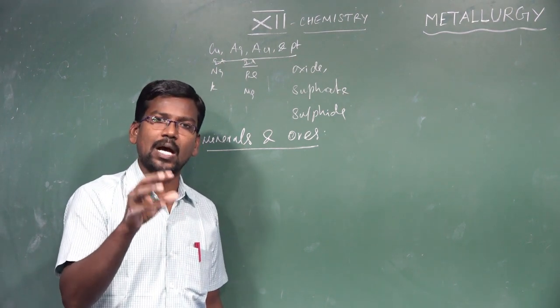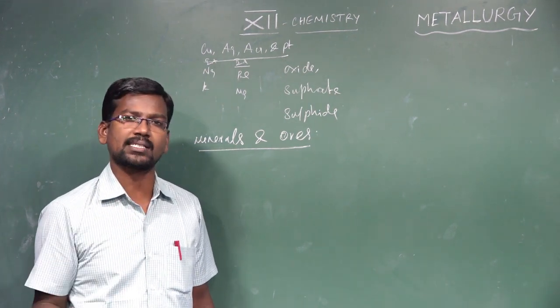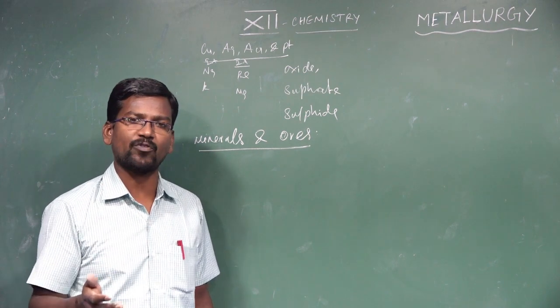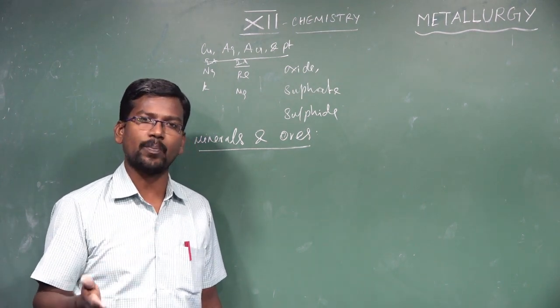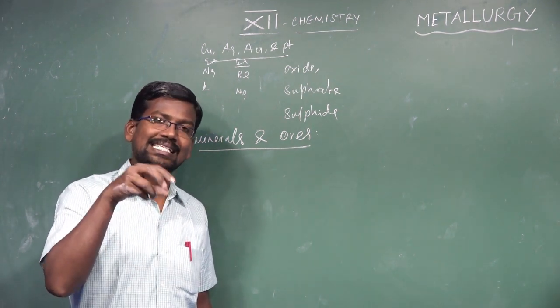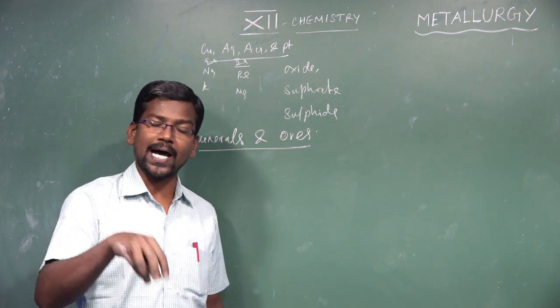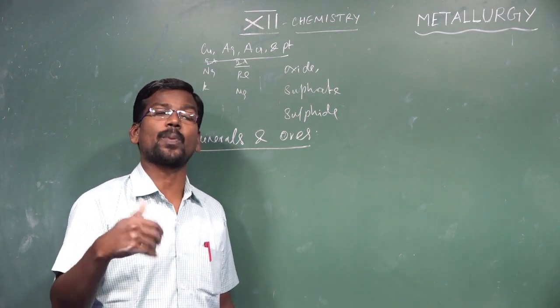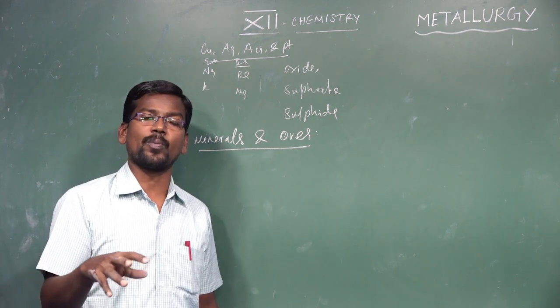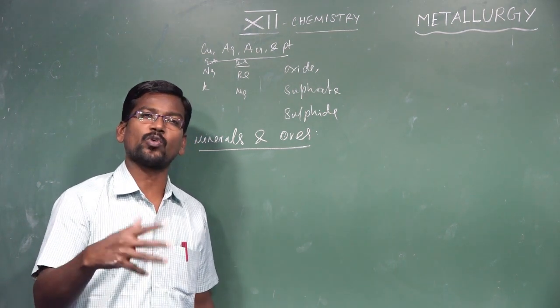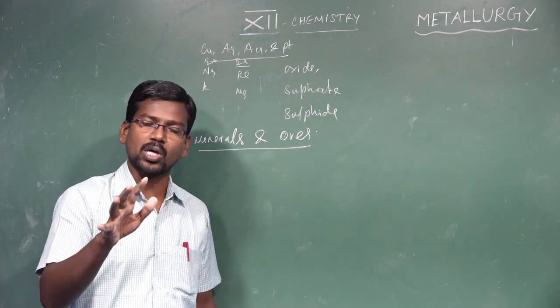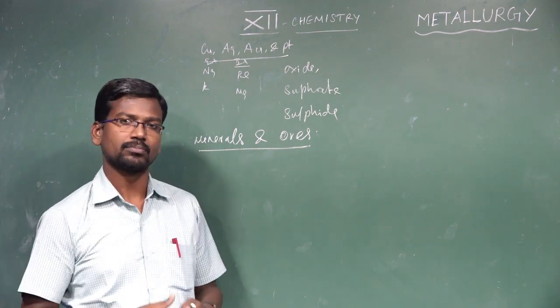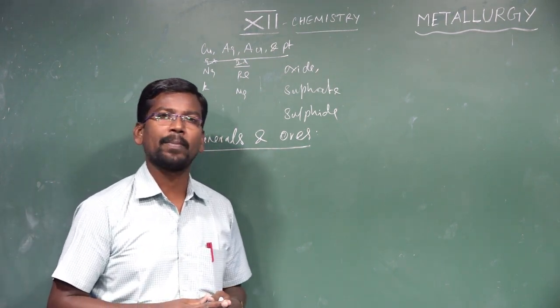Metal can combine with oxygen to form metal oxide, sulfide to form metal sulfide, sulfate to form metal sulfate, silicate to form metal silicate, phosphate to form metal phosphate, carbonate to form metal carbonate, bicarbonate to form metal bicarbonate. Those compounds all are minerals.